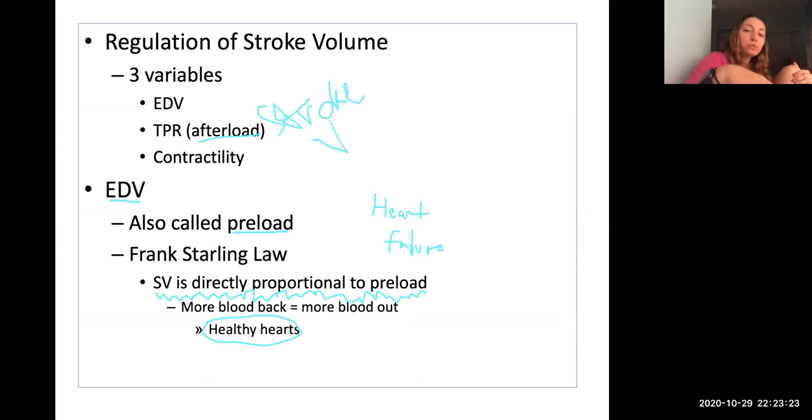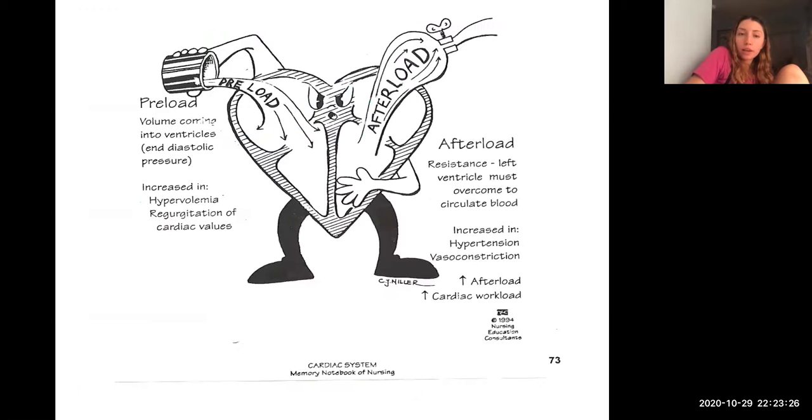And then contractility. So we go to talk about that. So right here, preload is the volume coming into the ventricles and diastolic pressure. And then the afterload is the resistance the left ventricle must overcome to circulate blood. So it pumps the blood through the aortic semilunar valve into the aorta, and it must overcome the pressure of that system so that it can pump the blood into that system. And that's called the afterload.